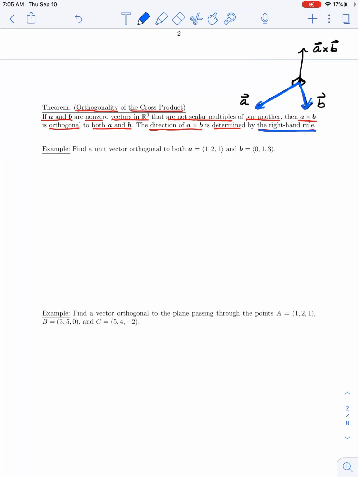So the right-hand rule says, okay, if you're using your right hand to do that, where your index finger is along A, your thumb is along B, the cross product, A cross B, would be the vector that is sticking out the back of your right hand. So on top of your right hand, you can visualize the vector A cross B is sticking out from that at a 90-degree angle.